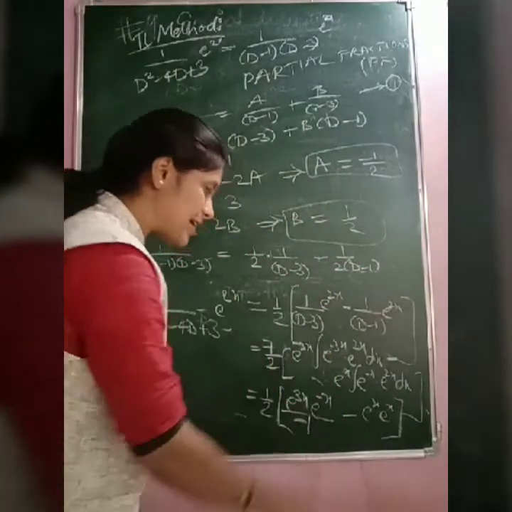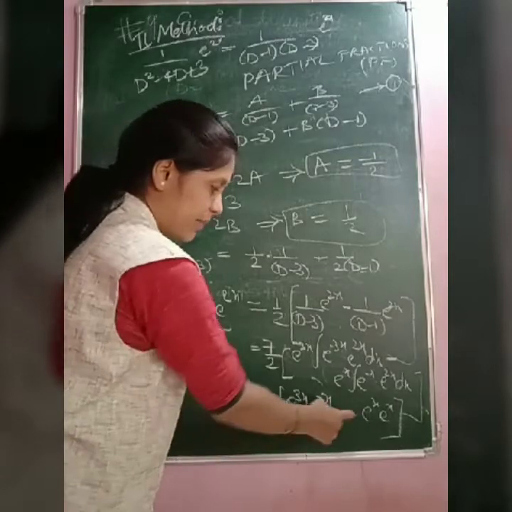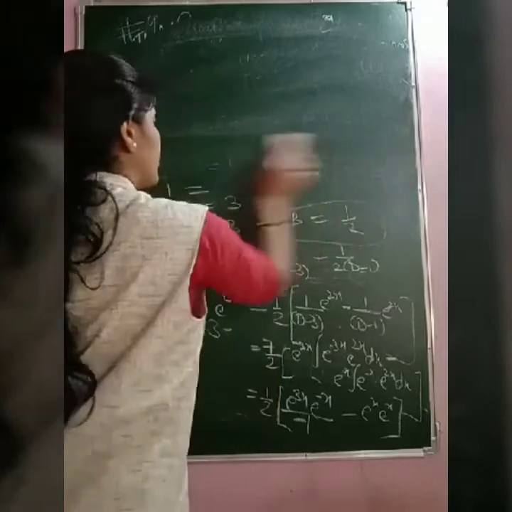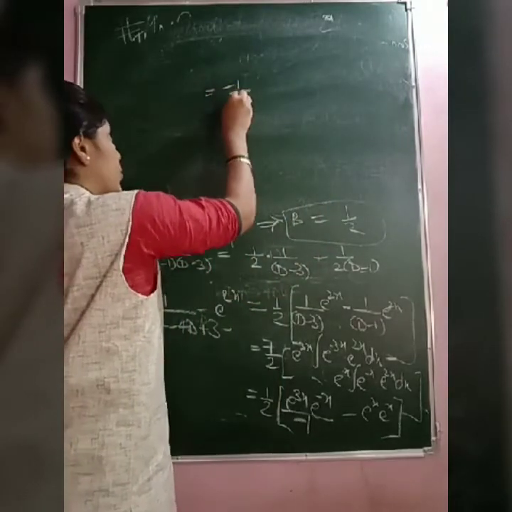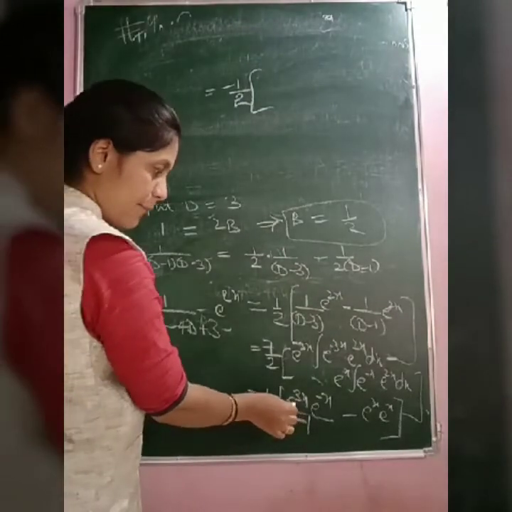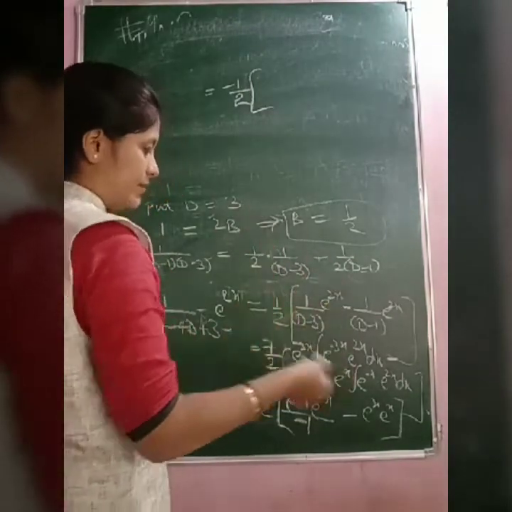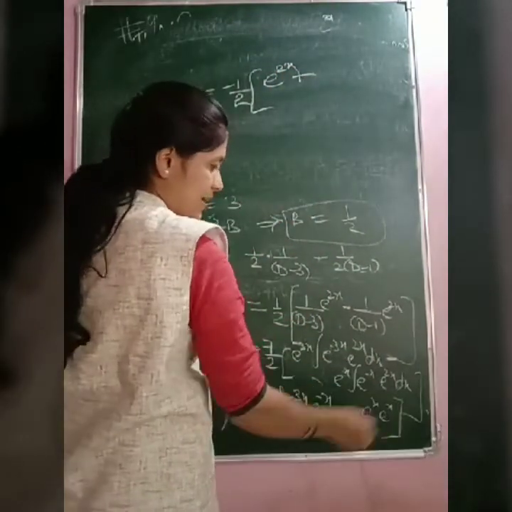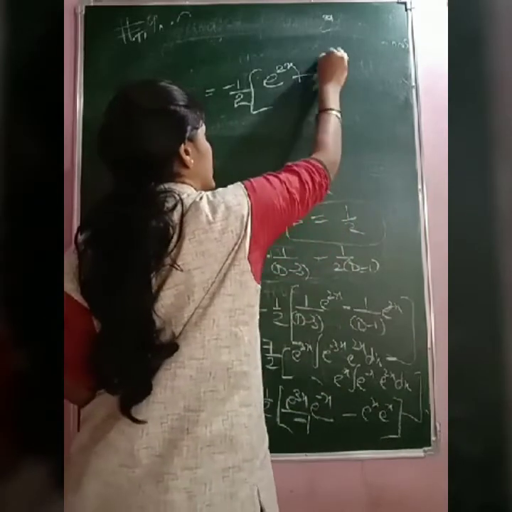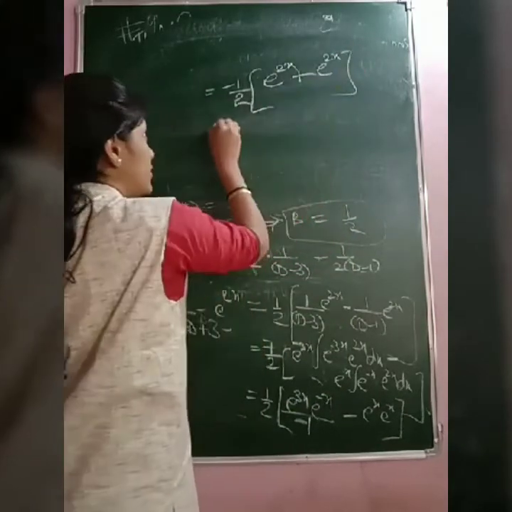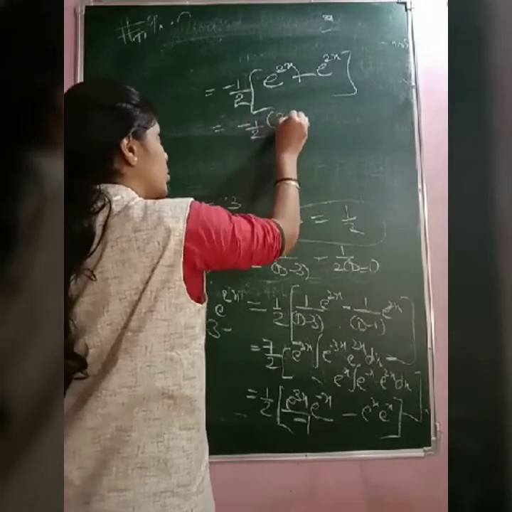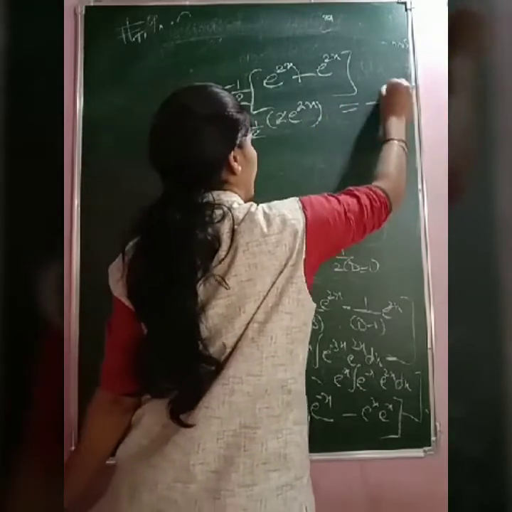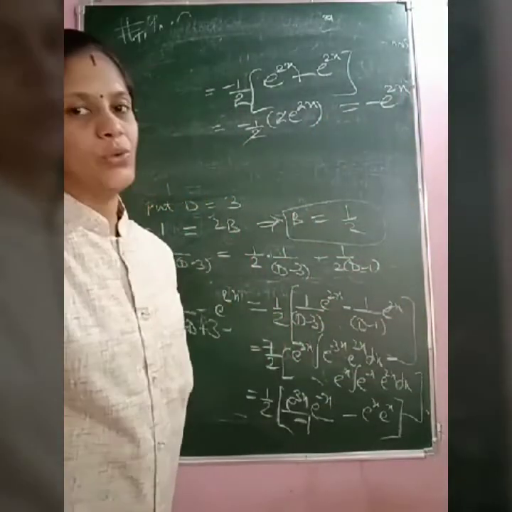Now again bases are same, adding powers. We can take minus outside, so I can write minus 1 by 2 outside. So bases are same, adding powers: 3 minus 1, e raised to 2x, plus 1 plus 1, e raised to 2x. Again 1 plus 1, minus 1 by 2 times 2 e raised to 2x. So this cancels. What do we get? Minus e raised to 2x.